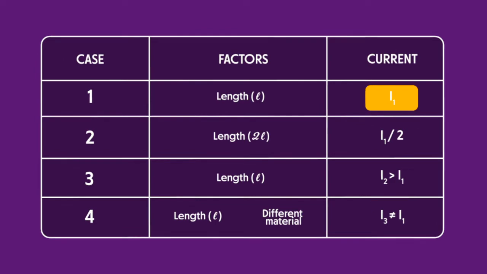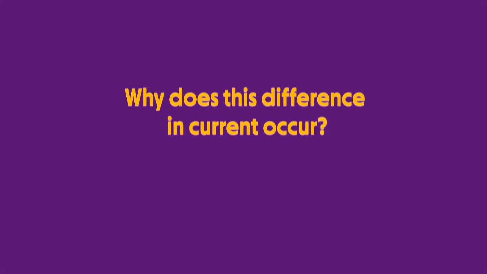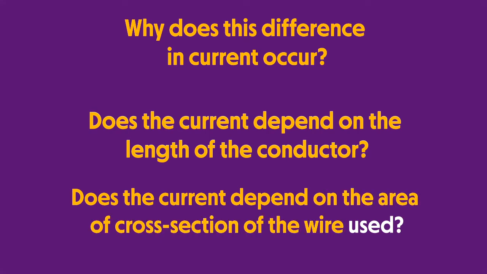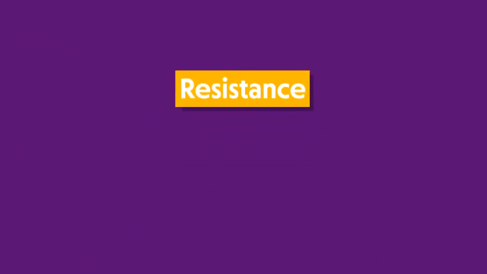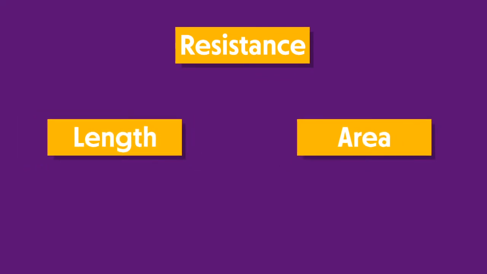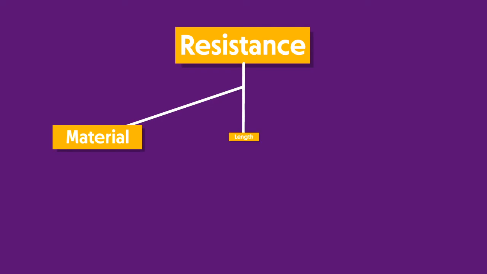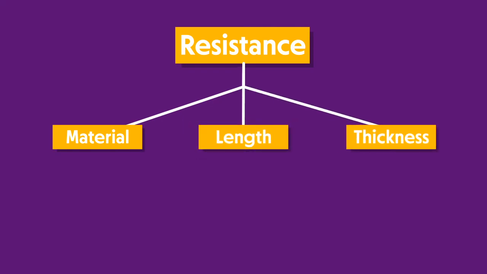Students, we notice that there is a difference in the current in all the cases. Why does this difference in current occur? Does the current depend on the length of the conductor? Does the current depend on the area of cross section of the wire used? Yes, students, recall that current depends on resistance, which in turn depends on factors like length, area, etc. So we can say that there are three factors that affect the resistance of a conductor. These are the material of the conductor, the length of the conductor, and the thickness of the conductor, that is, cross-sectional area.